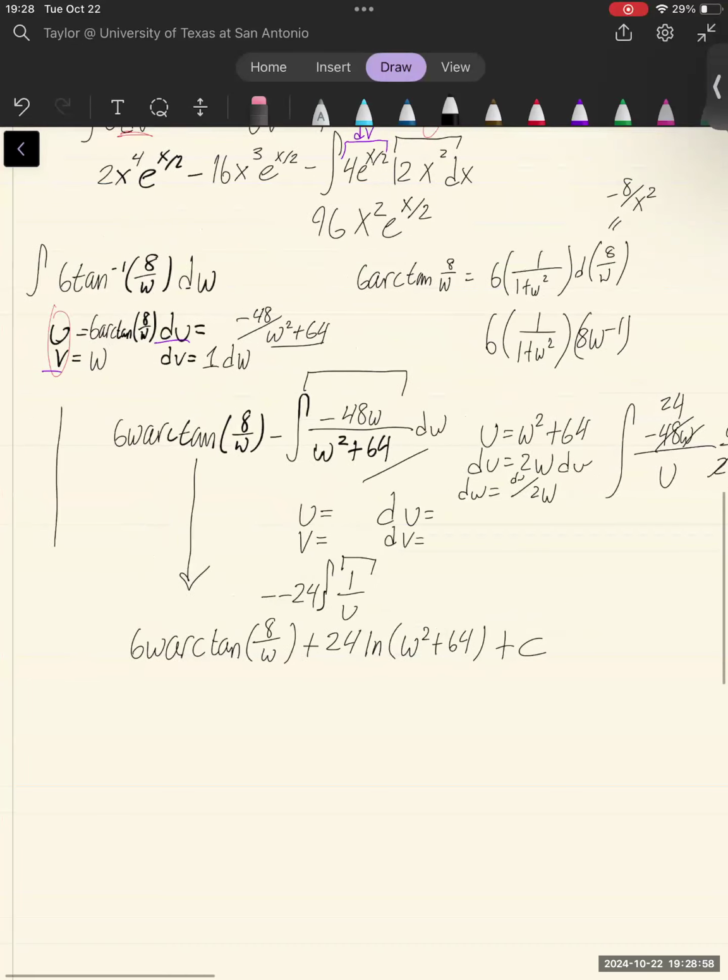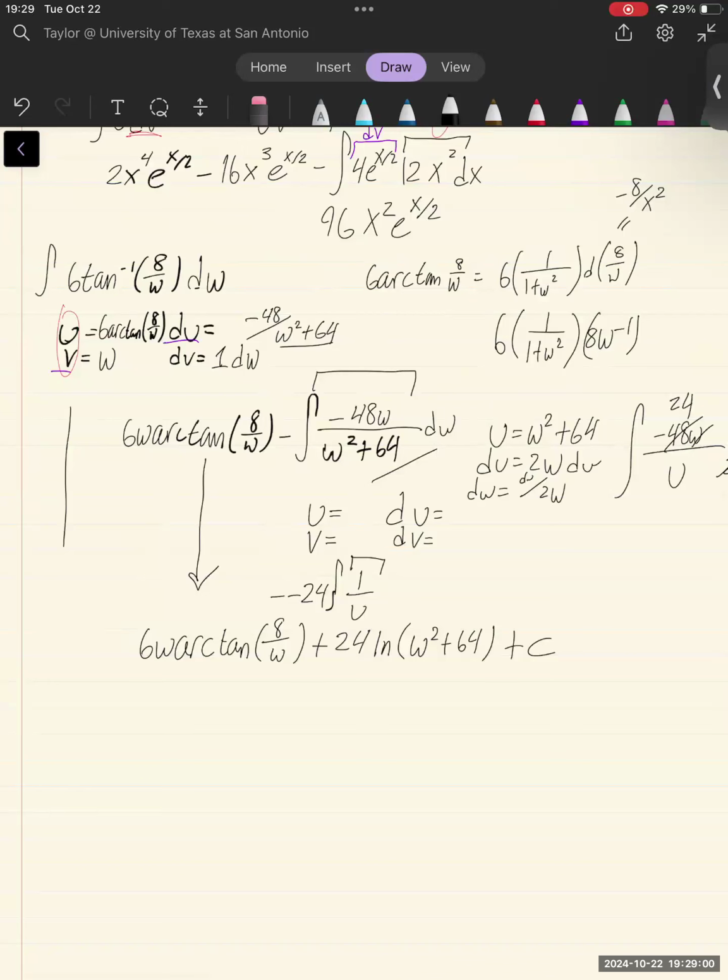So that kind of makes sense. Do you guys want to see the tabular method now, since we used the conventional first? Yes, please. Yeah, of course.